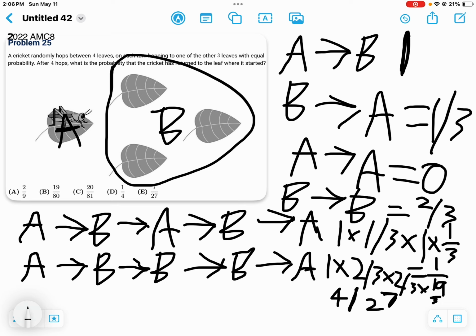So now we have that our total probability is 4 out of 27 plus 1 out of 9, which equals 7 out of 27. And so we have E.